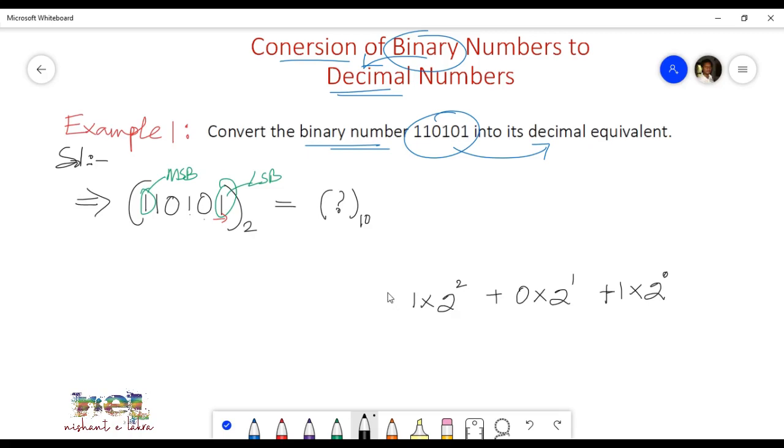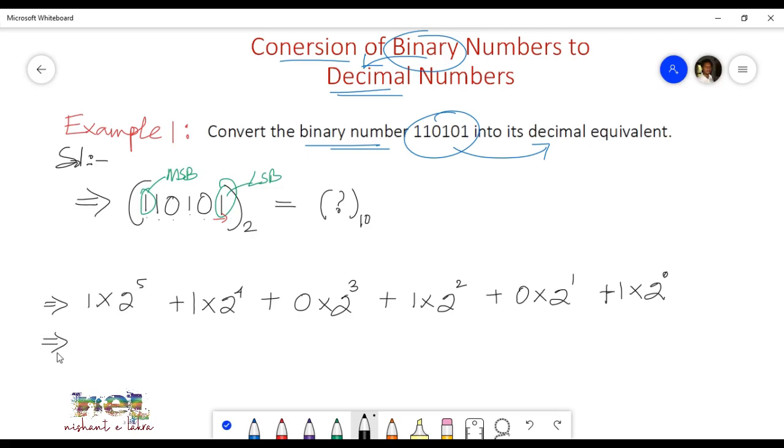The fourth digit is 0, that is 0 into 2 to the power 3, and the fifth digit from right to left is 1, so we multiply it with 2 to the power 4, and the last, the most significant bit, is 1, so we multiply that digit with 2 to the power 5. So this is the arrangement that we have found.